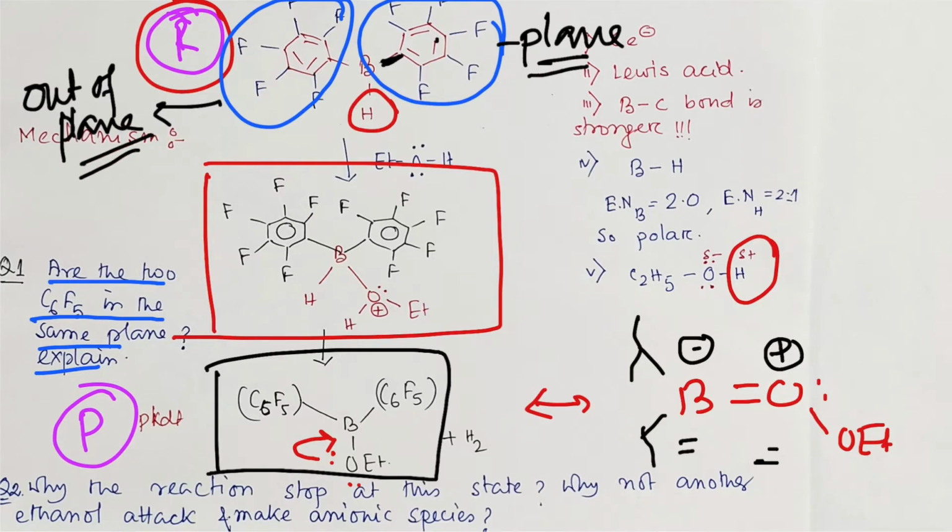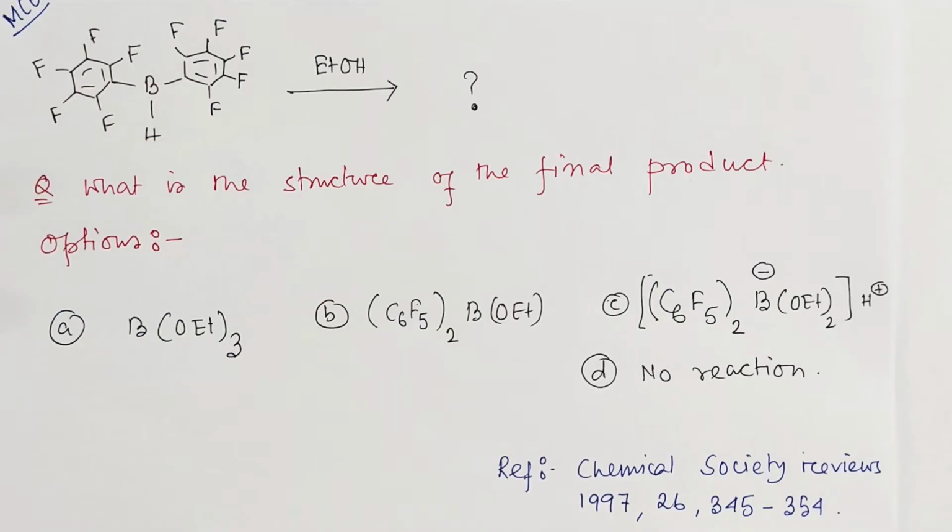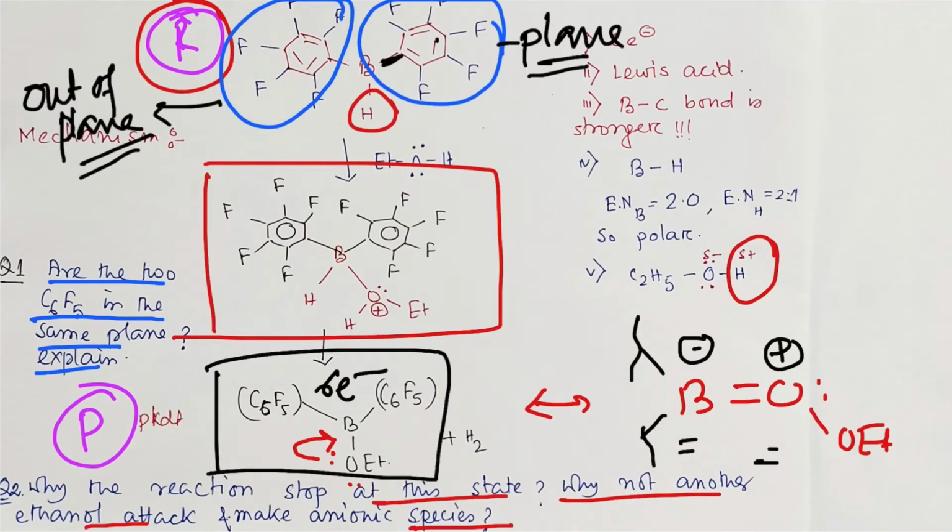Now second question is, why does the reaction stop at this stage? Why not another ethanol molecule attack the anionic species? What do I mean? That this is also a 6 electron species, you can understand. Why can't another ethanol molecule attack and produce this thing? Okay, so now let's try to understand the phenomena.